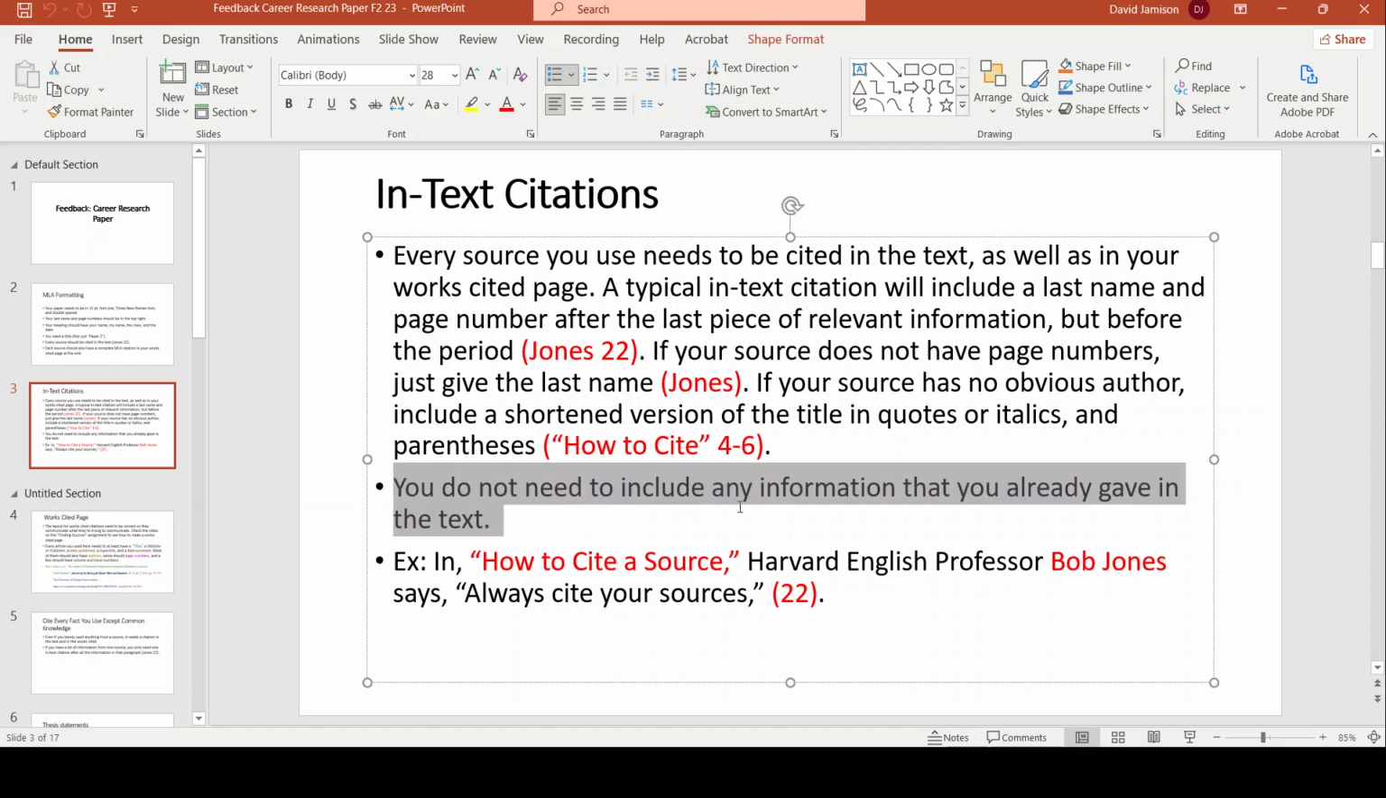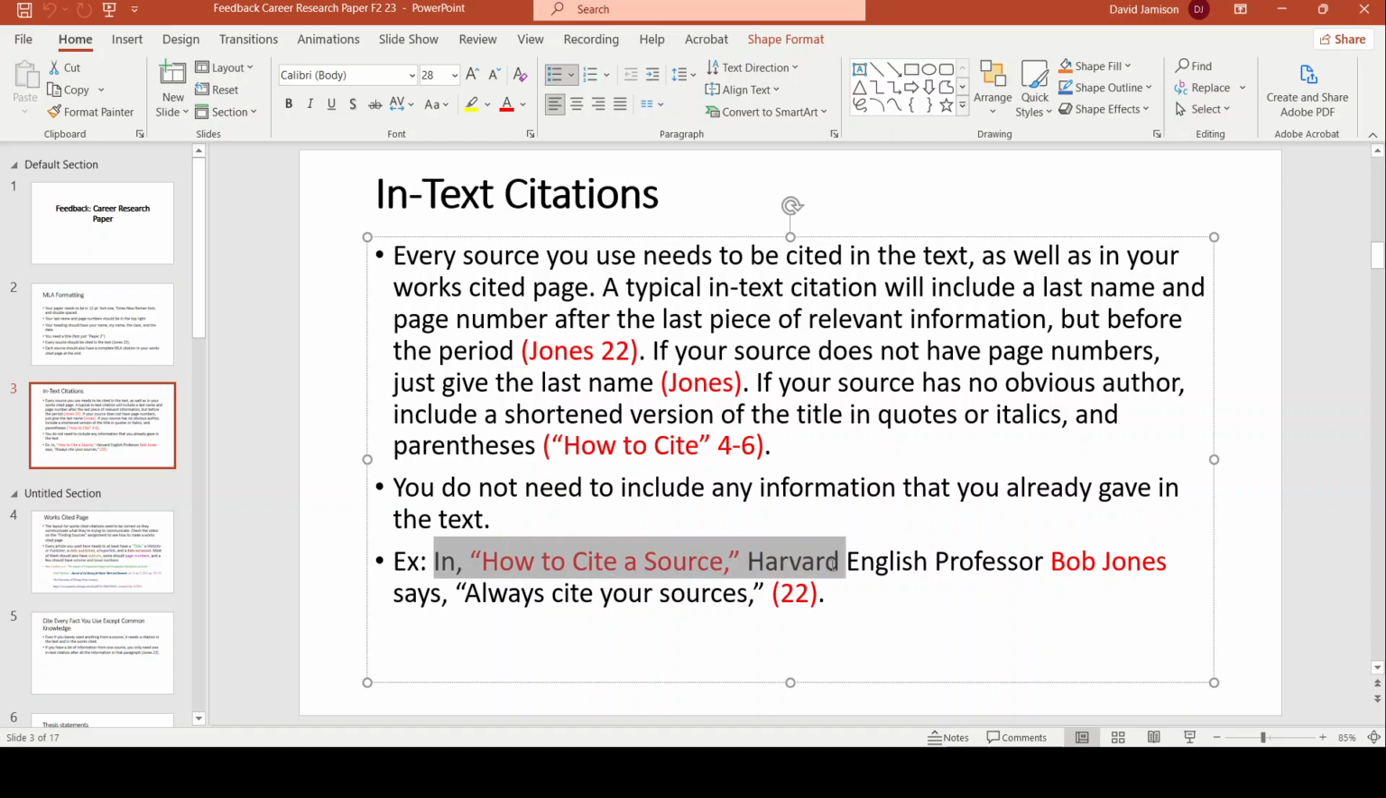You do not need to include any information that you've already given. So if you've already stated who the author is, if you're like, Bob Jones in How to Cite Your Sources says you should always cite your sources, then you don't actually have to include that. So here's an example of how that looks. In How to Cite Your Sources, Harvard English professor Bob Jones says, always cite your sources. And then since we've already given the last name of the author here, we don't have to include that in our citation. If you didn't have a page number here, you wouldn't even need a citation at all.